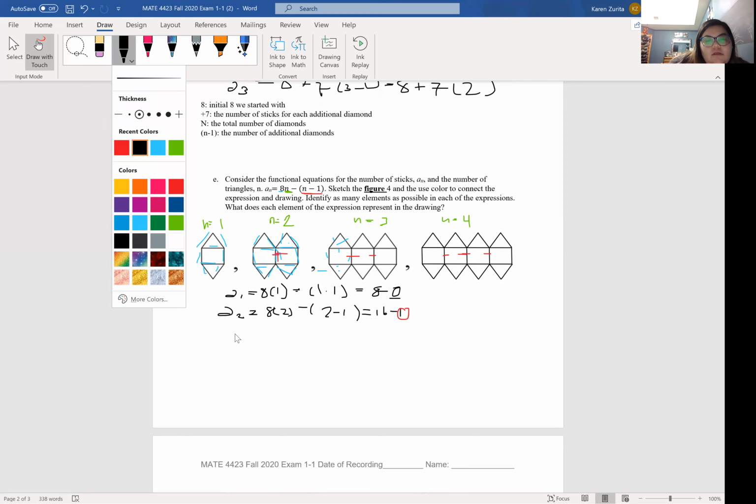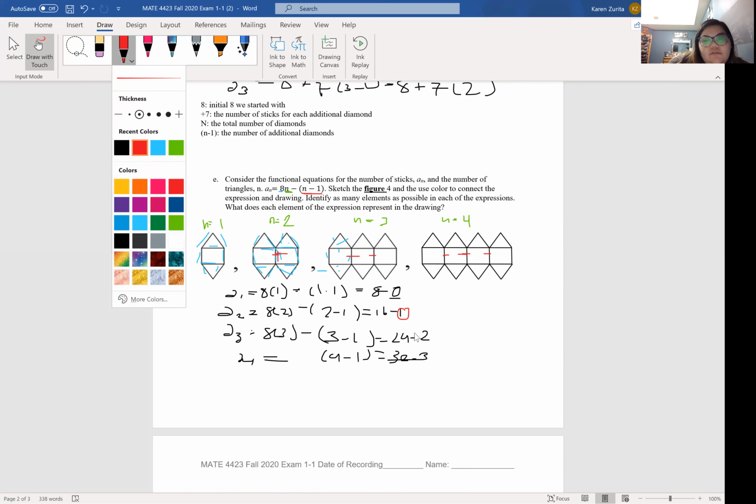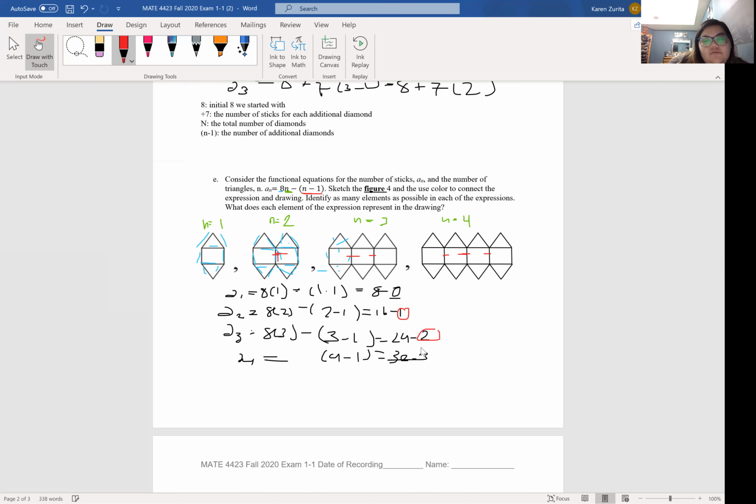Then for A3, we have 8 times 3 minus 3 minus 1, which equals 24 minus 2. Then for A4, we would have 32 minus 3, since 4 minus 1 is 3. So we can see that this 2 is these 2, and this 3 is these 3 that are shared here.